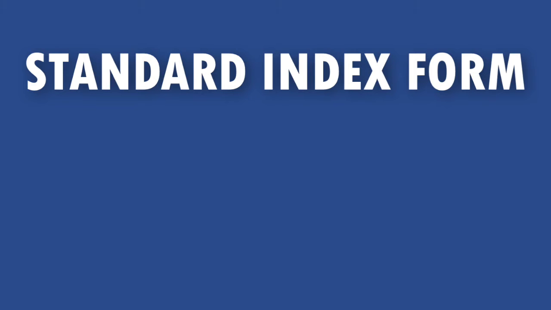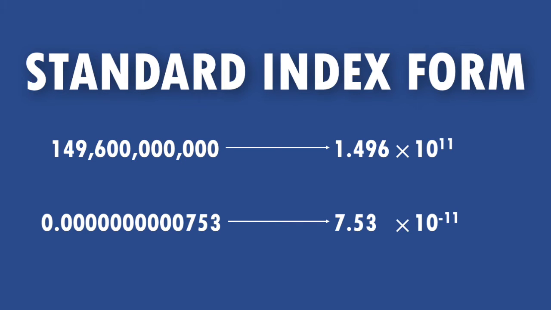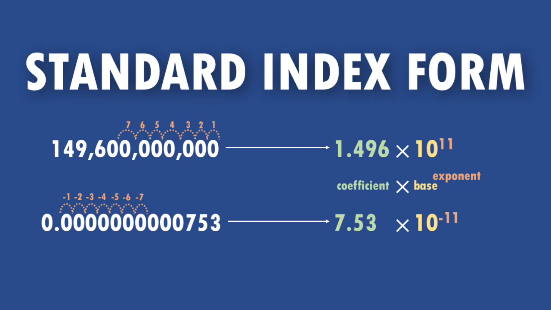Standard index form is a type of number system that represents very huge numbers and very small numbers into this, where this is called the coefficient, 10 is the base, and this small number here is the exponent. Now, because of this, there isn't a need to manually write out every single zero in the numbers, for the base and the exponent will take care of that.